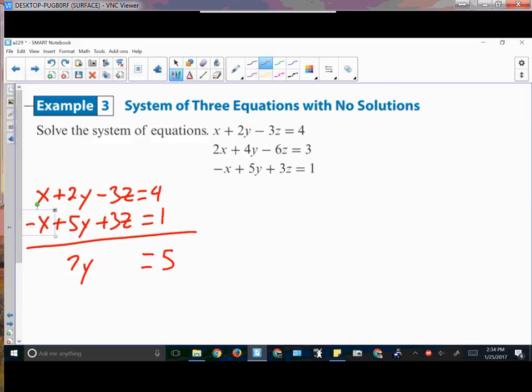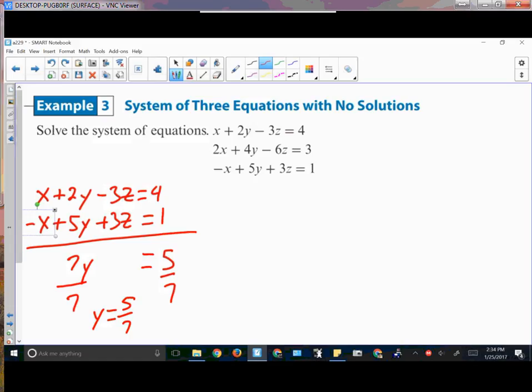So, does that seem right? But is 5 over 7 a legal number? Okay, that was kind of weird.